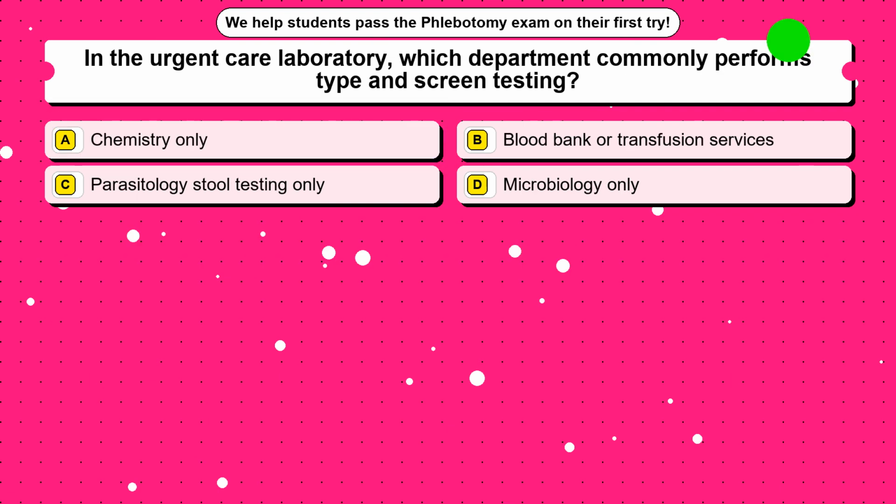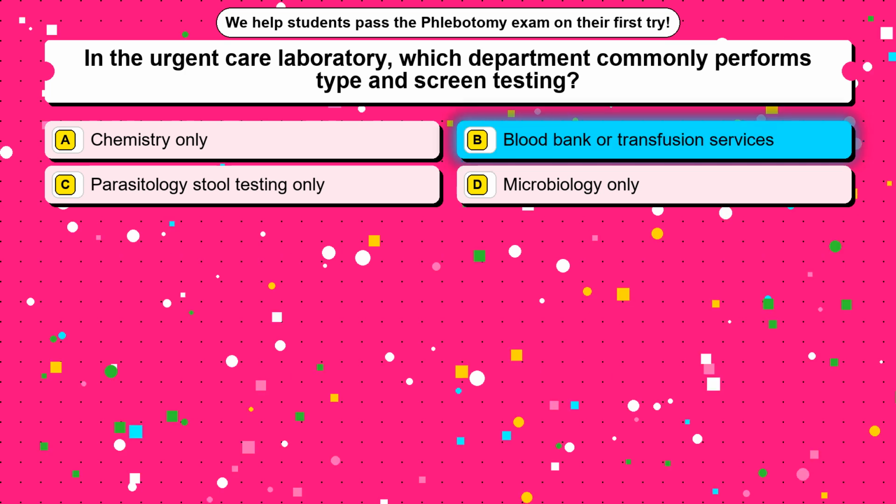Question 75. In the urgent care laboratory, which department commonly performs type and screen testing? Option A, chemistry only. Option B, blood bank or transfusion services. Option C, parasitology stool testing only. Option D, microbiology only. The correct answer is option B, blood bank or transfusion services.